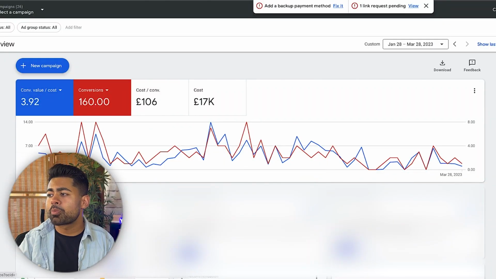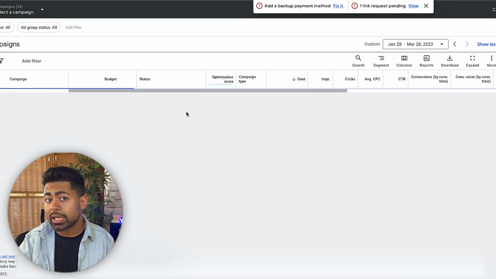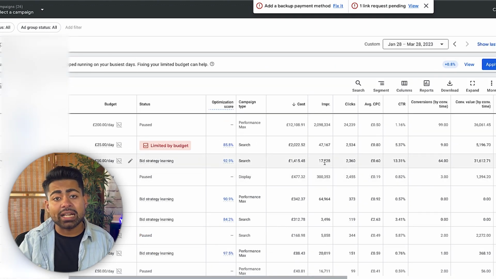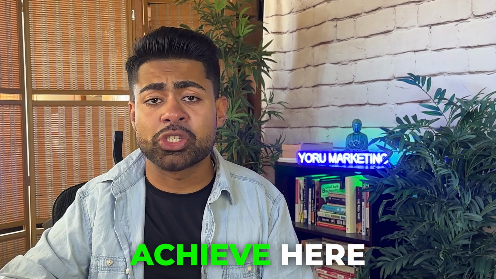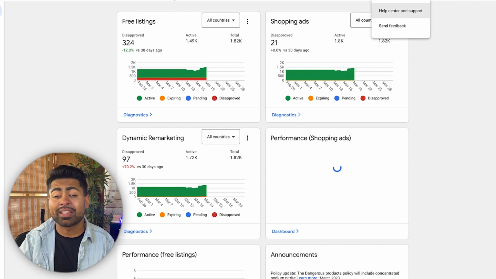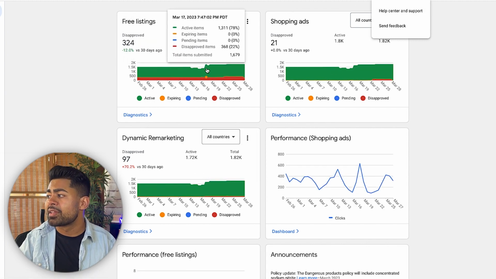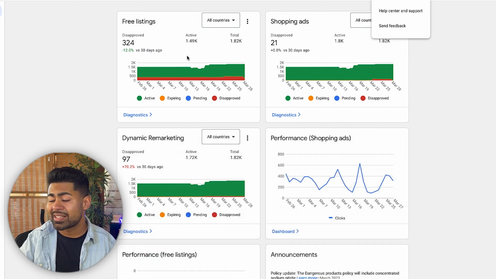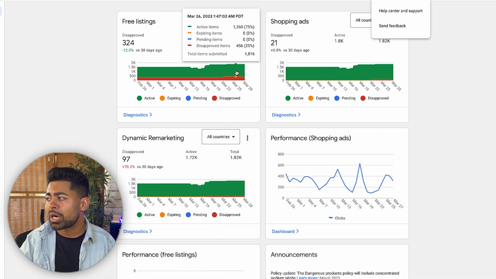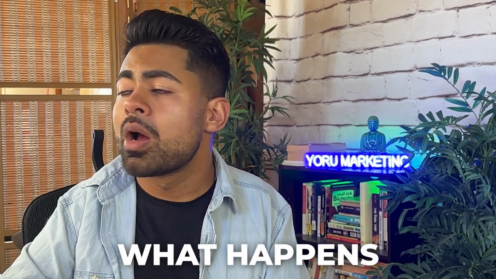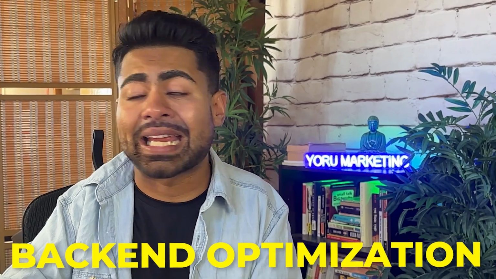But this level of profitability right here did not directly come from just the campaigns we have running here, not at all. In fact, the level of profitability we're able to achieve here all started in the back end with the backend optimizations we did. This includes the Google Merchant Center. I mean, this is an account I covered in my last video where we went over the best practices for Google Ads. This account here recently was not following best practices. As a result, the quality of the Google Merchant Center went down, the ad cost went up, so on and so forth. But that's exactly what happens when you are not focused on the back-end optimizations.